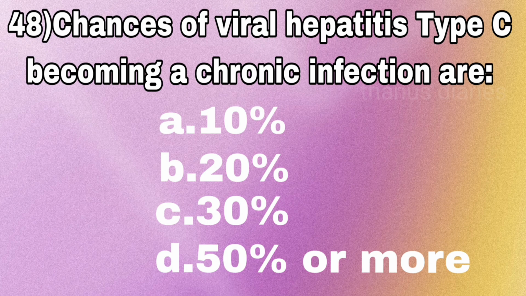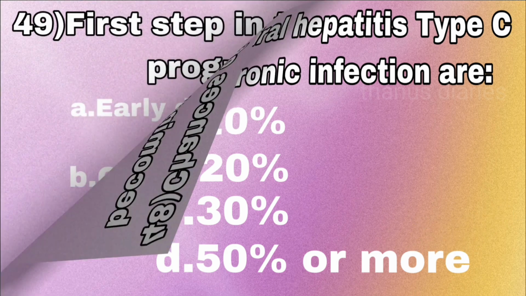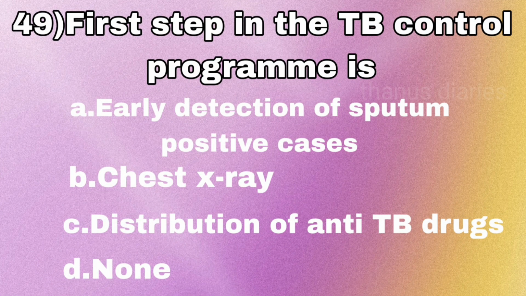Next question. Chances of viral hepatitis type C becoming a chronic infection are 10%, 20%, 30%, 50% or more. It's 50% or more. Next question. First step in the TB control program is early detection of sputum positive cases, chest x-ray, distribution of anti-TB drugs, none. It's early detection of sputum positive cases.